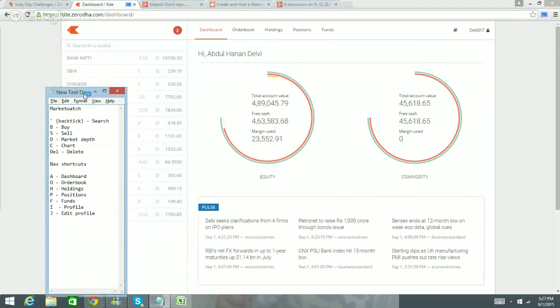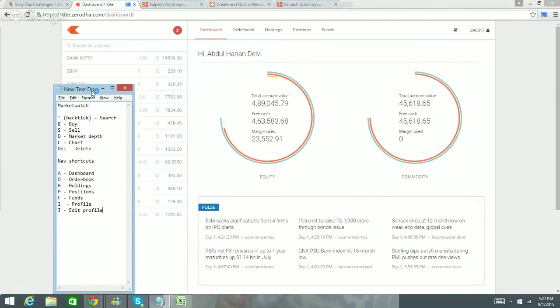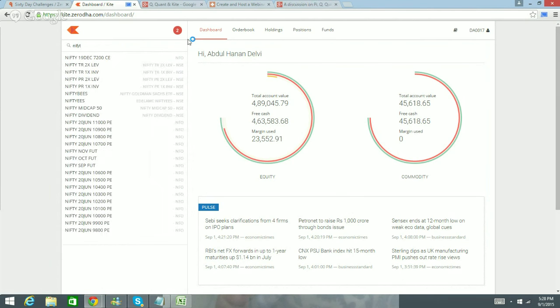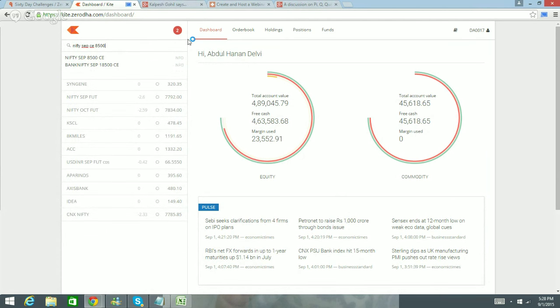The thing about Kite is everything on Kite can actually be done without the use of the mouse. The backtick is search, so the search opens automatically. The search is actually really cool. If you want to add a contract, say Nifty September C, say 8500, and I hit enter, it gets added. It's a really cool tool.